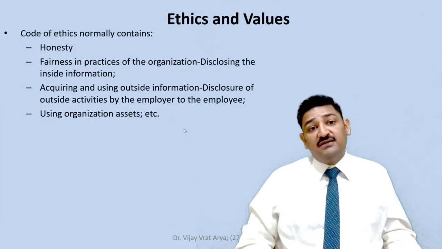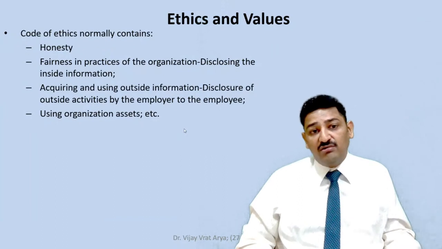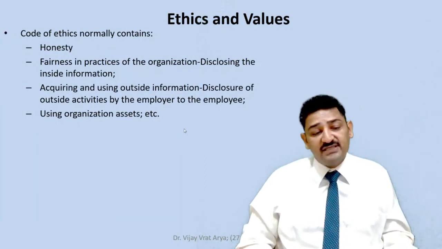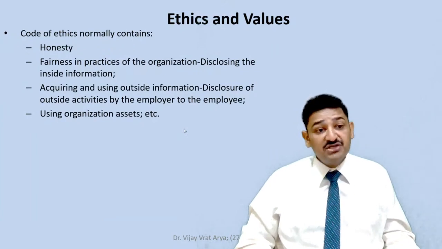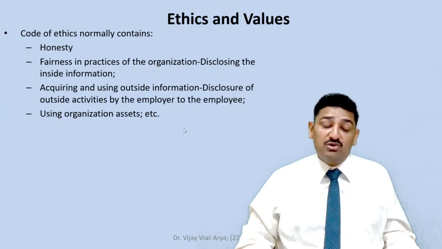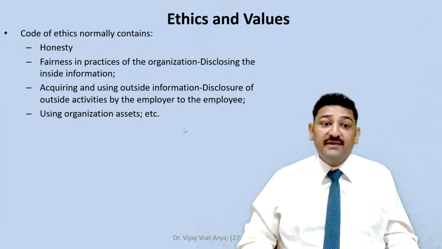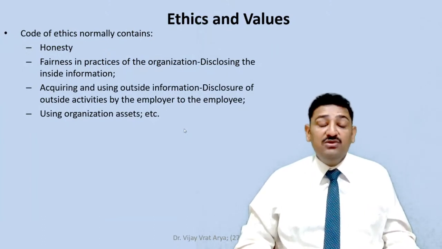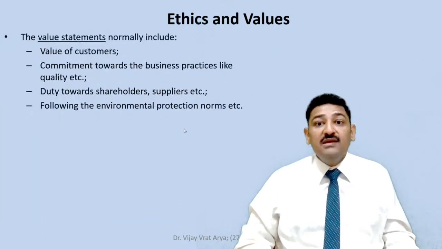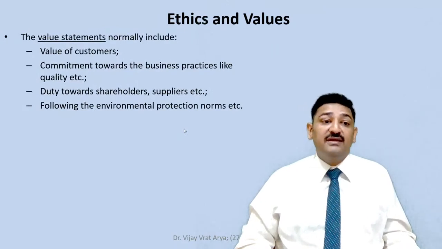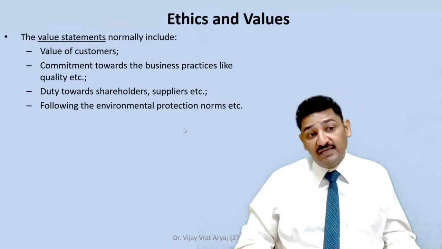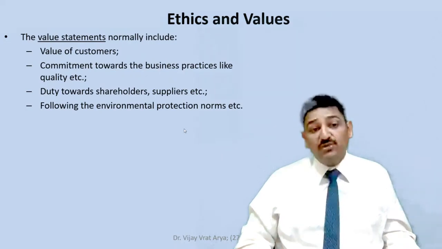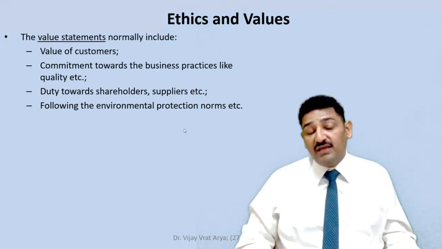Now, the code of ethics usually contains discussion on some parameters, like the level of honesty that the organization is referring to, fairness in practices of the organization, maybe in terms of disclosing inside information, acquiring and using outside information, disclosure of outside activities by the employee to the employer, maybe using organization assets, etc. The values statement also normally includes the value of the customers, the commitment towards business practices like the quality they are offering, maybe the duty towards shareholders or suppliers, etc. It can also include environmental protection related norms and to what extent they are being followed.